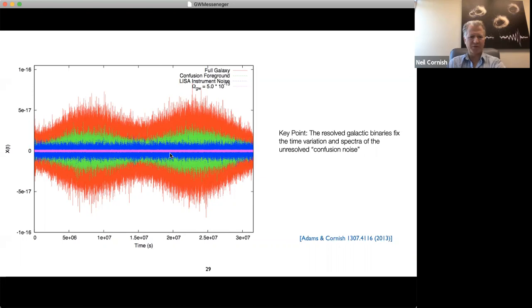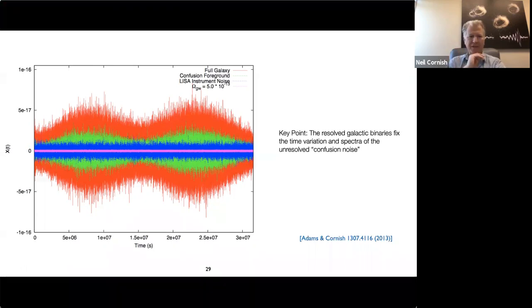And the key point here in this case, this is from a paper I wrote with Matt Adams back in 2013, is that the resolved component of the galaxy tells us exactly what the spectrum and time variation is of the unresolved component. And that's going to be true for all of the astrophysical foregrounds, that the resolved component is going to tell us very accurately what the spectra of the unresolved component is, so we can subtract it out.